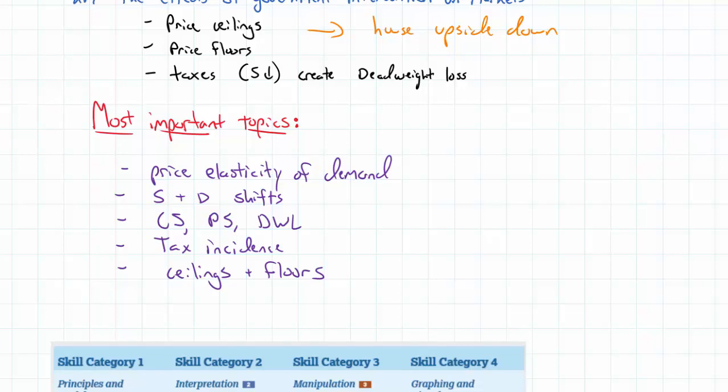So big picture, if you've got an hour left to study, these are the 5 main things that I want you to be able to study. Price elasticity of demand, when the curves will shift, consumer surplus, producer surplus, and deadweight loss, and being able to identify those and color those in on a graph. Who bears the burden of the tax, and then ceilings and floors. Those are by far the biggest, most important things.